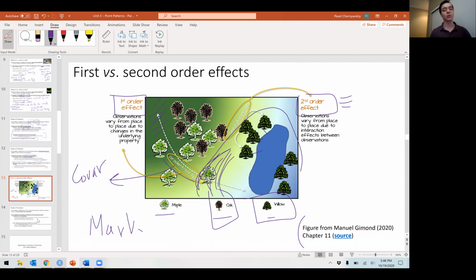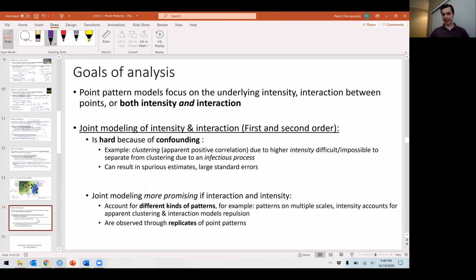Second order effect says, well, suppose these are flowering trees. And so clearly the seeds are more likely to be spread around the trees and have others of the same kind of tree grow in the vicinity. That is the difference between first order and second order effects. I hear you saying, well, but can I analyze them both? Can I analyze them both? And the answer is, generally, it's very difficult. We are generally asked to pick either focusing on the underlying intensity, first order effects, or interaction between points.